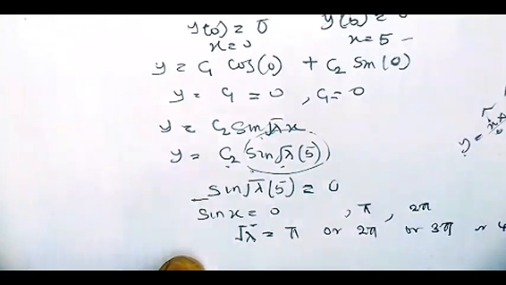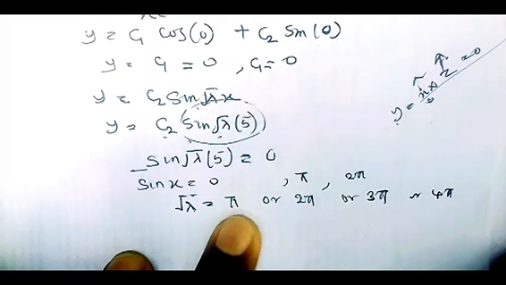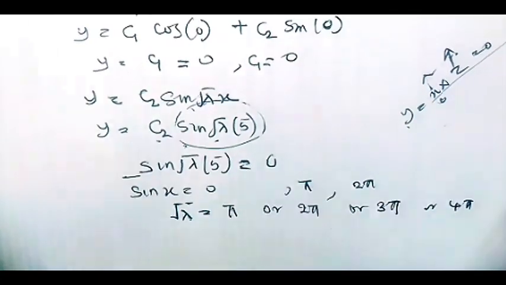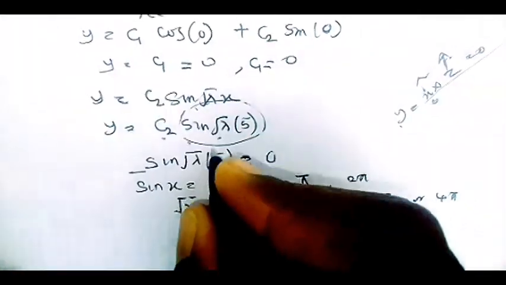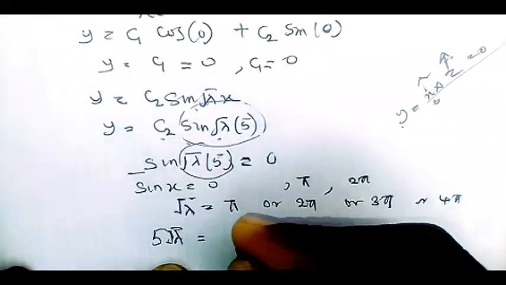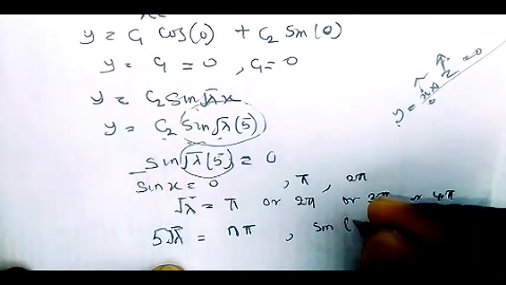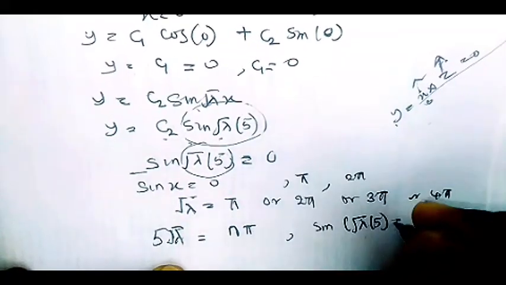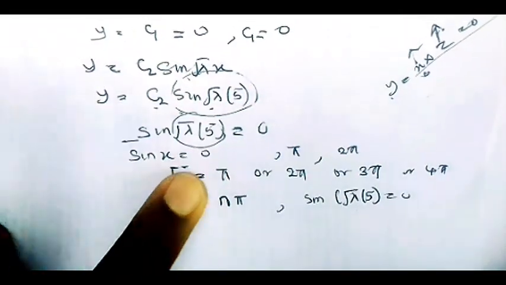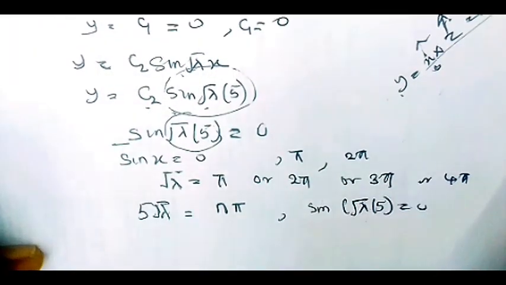4 pi. So if you notice, going higher and higher when lambda is replaced with pi, sine is always equal to 0. Which means that taking this 5 square root of lambda equal to n pi, the sine function of this is equal to 0. You understand what I'm trying to say? So we tested what the possible values are that can make a sine function equal to 0, and we had pi, 2 pi, 3 pi, 4 pi.